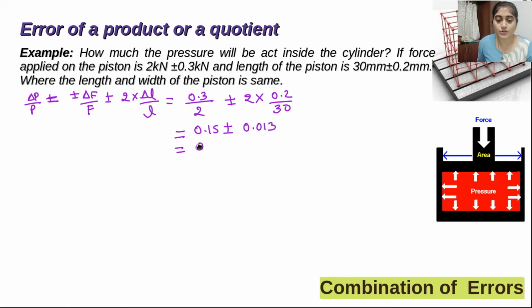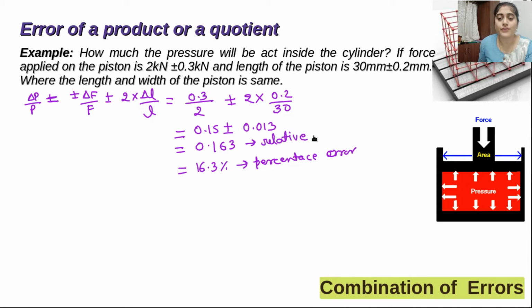So this will equal 0.163, like this. If you want to find the percentage error, you just have to multiply it by 100. So 16.3 is the percentage error, and this is your relative error. Now if you want to find the absolute error, you have to find delta P. So simply you have to multiply with this value, 0.163, into the P value.